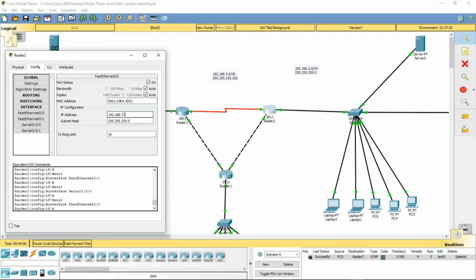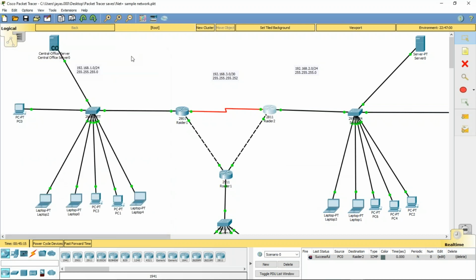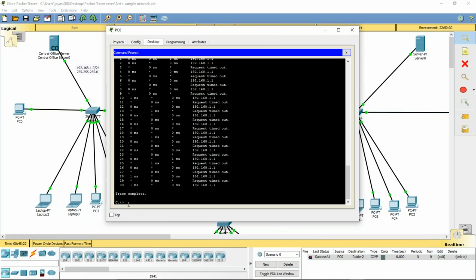So if we fix this, this is just a fat finger problem, and this could easily happen if someone is doing static addressing. This should be 2.1, and that will put that on this network. Then everything should work. So let's come back to our PC0 here and ping again. 2.4.